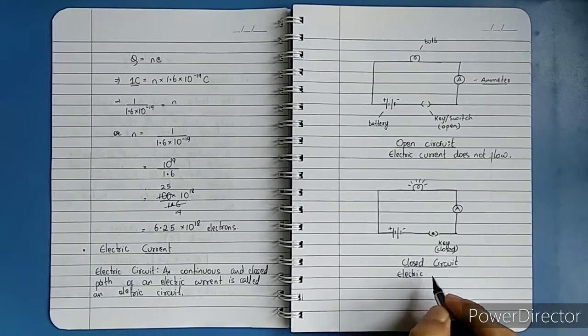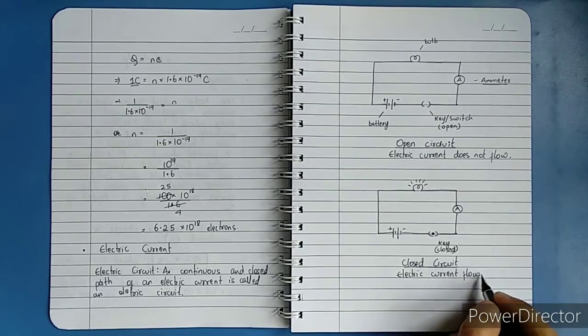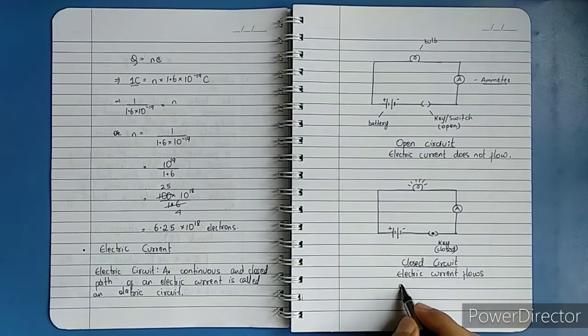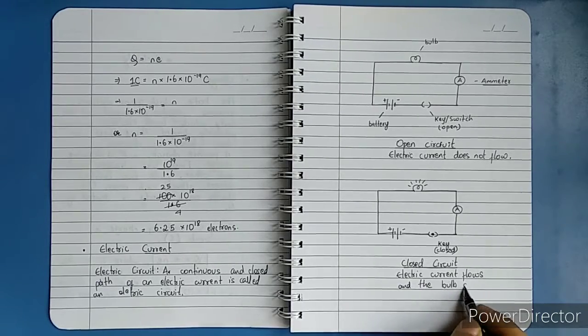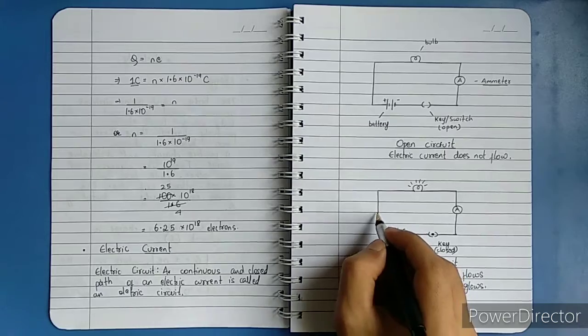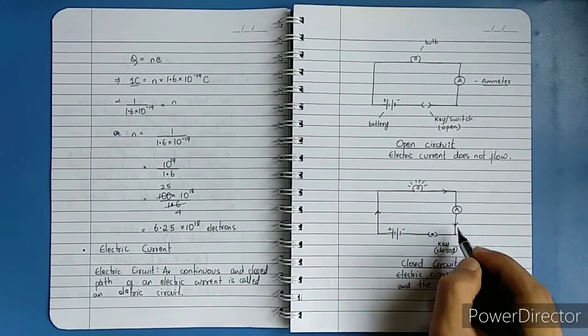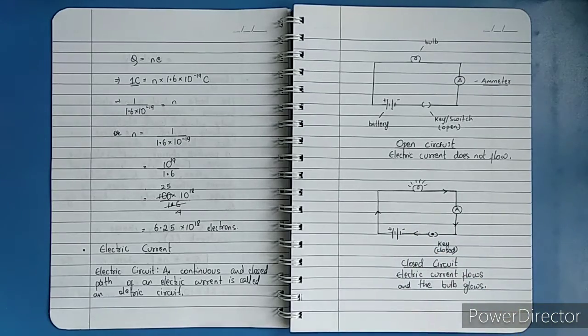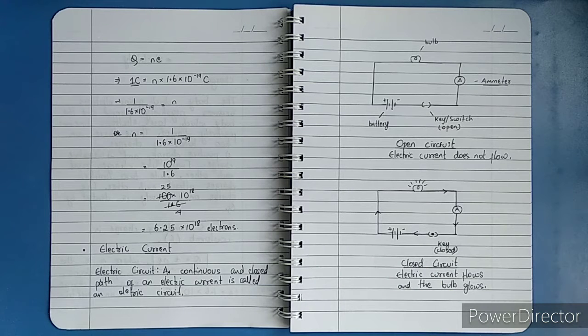Electric current flows and the bulb glows. And the direction of current is taken from the positive terminal to the negative terminal. It starts from the positive terminal and goes towards the negative terminal. So this is the direction of electric current.